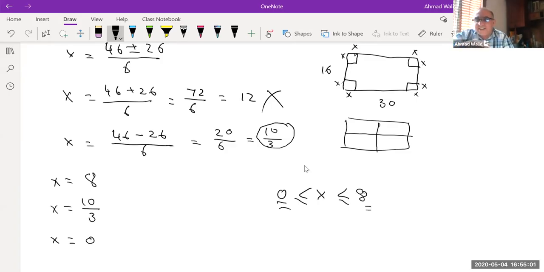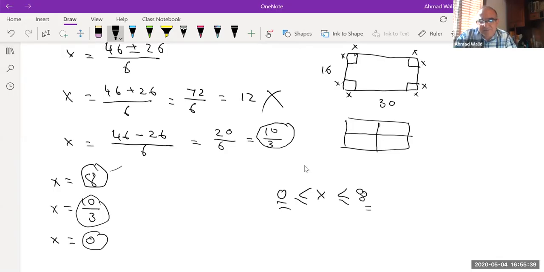10 over 3 is a local max or local min. It's your critical point. Now, to understand what is the maximum value, you have to plug in all these three numbers into which function, v prime or v, to find the maximum value? V, right? Because if you plug in these numbers in v prime, it gives you 0.